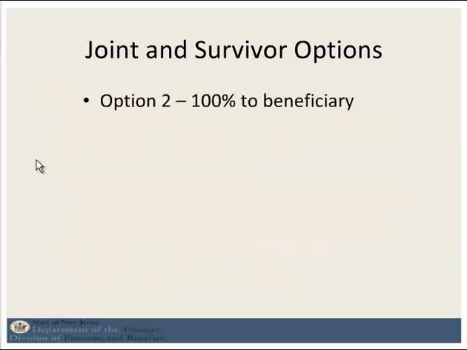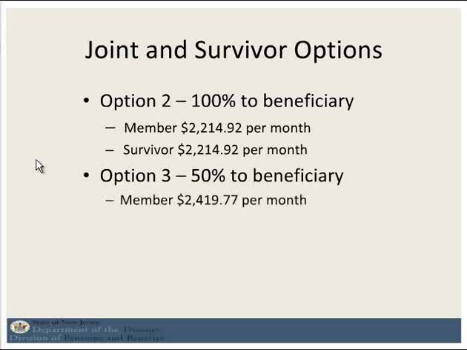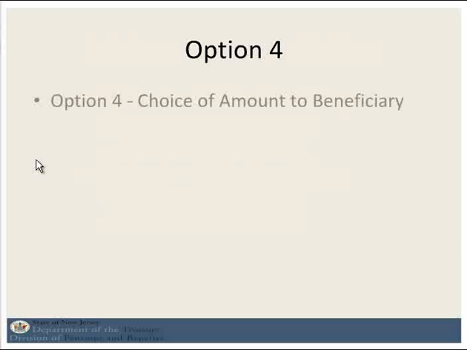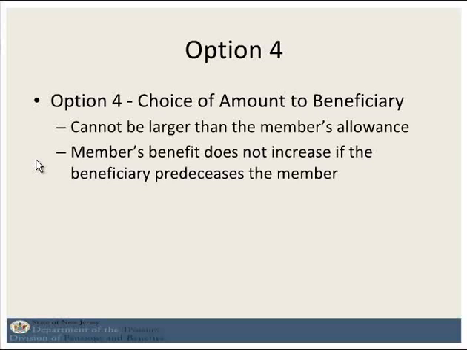In our estimate, option 2, 100% of the beneficiary, paid our member $2,214 a month, and our survivor the same amount. Option 3, which is 50% of the beneficiary, paid our member $2,419 a month, and paid the survivor half of that, or $1,209 per month. Option 4 was not calculated in our example because this is an option where our member can decide how much money is left to the beneficiary.